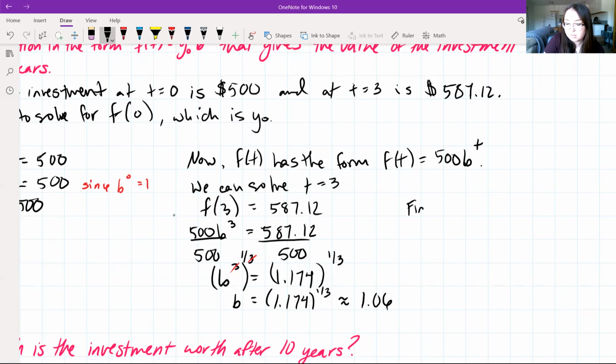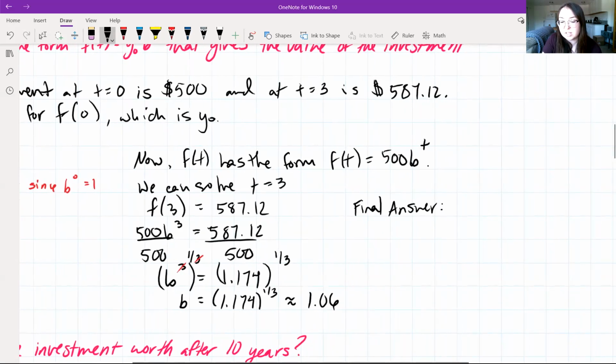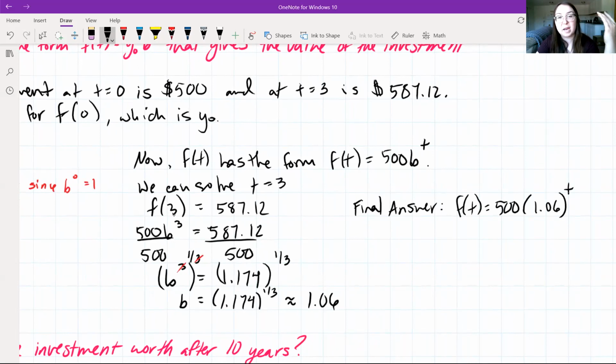So now that we've found y naught and we found b, we can plug it into our final answer. So our final equation in this case is going to be f of t is equal to 500 times 1.06 to the t power. All right, so that's our finalized equation. So our equation is in the form of f of t is equal to y naught times b to the t power.